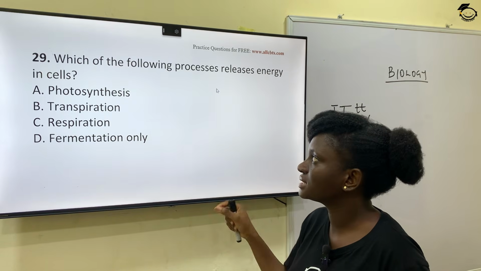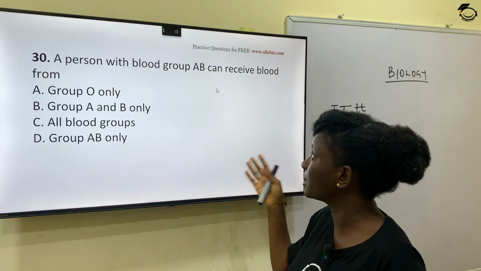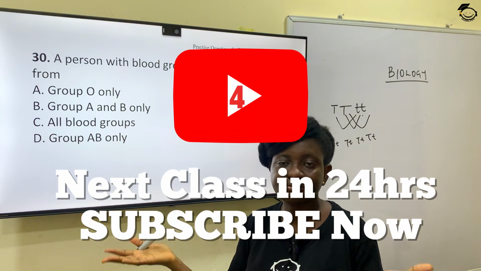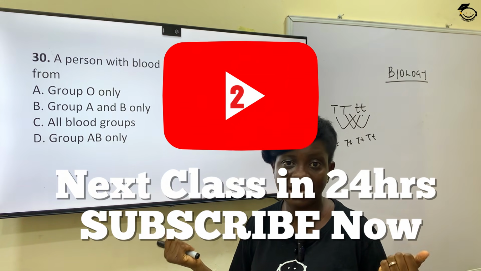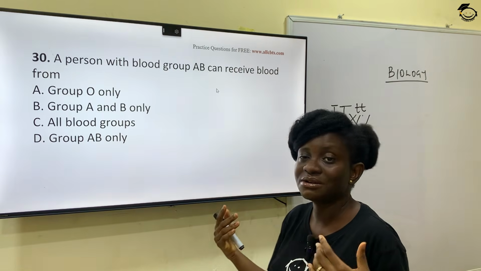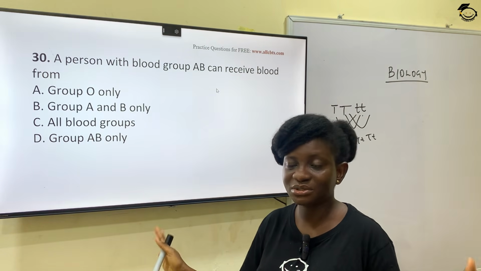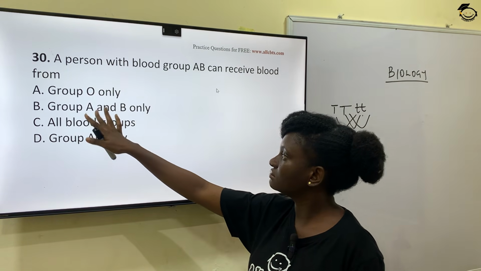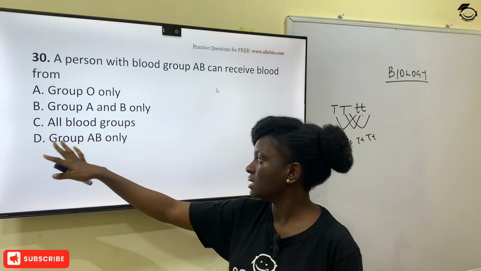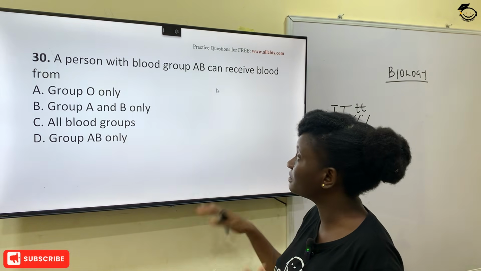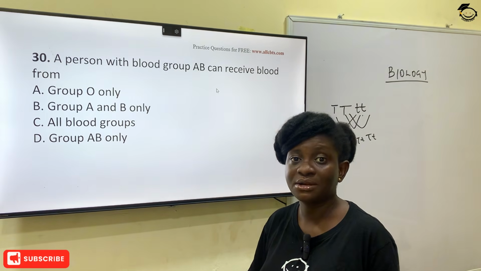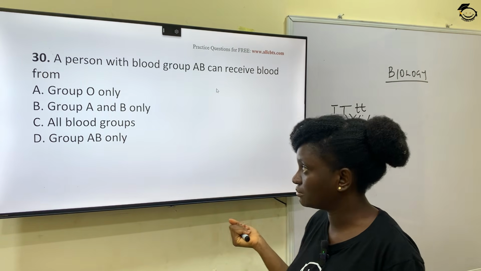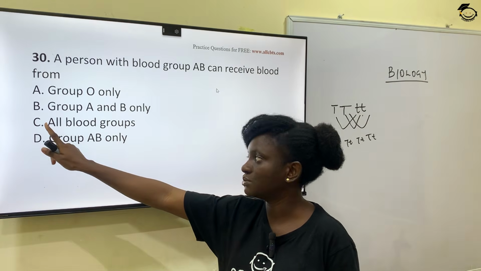Option C. Question 30. A person with blood group AB can receive blood from, where blood group AB is a universal acceptor, let me put it like that. So it can receive blood from any blood group. So we have A, group O only, B, group A and B only, C, all blood groups, D, group AB only. So the person with blood group AB can receive blood from all blood groups. They are known as universal acceptors. So the correct answer is option C.